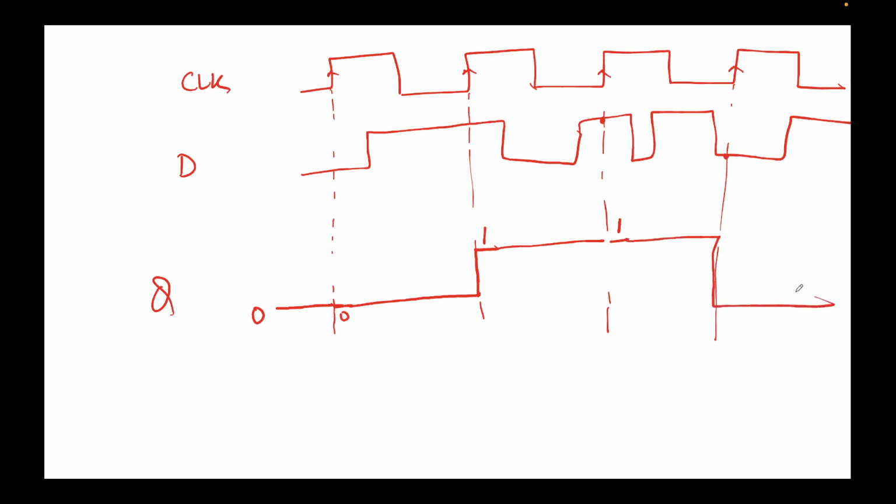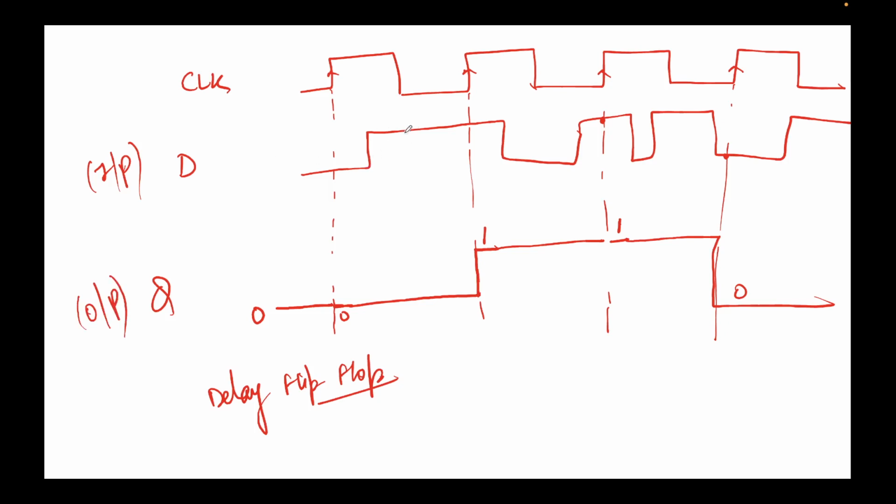This will become 0. What's happening is that it is called a delay flip flop or D flip flop because the value of D is passed on to the output. This is the input, by the way, and this is the output. The value of the input is passed to the output with a certain delay.